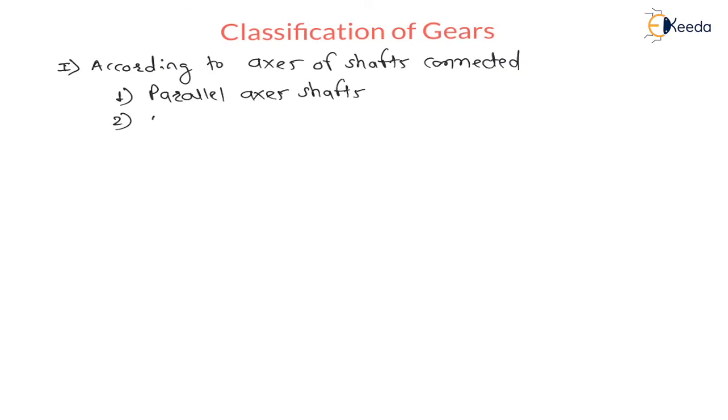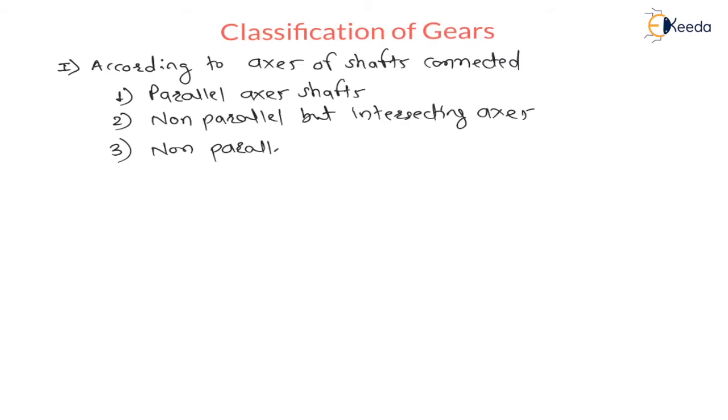Second, non-parallel but intersecting axes. And third is non-parallel and non-intersecting axes. This is the first classification according to the axes of shafts connected. First of all, let us understand this first classification and these three sub-points. Then we will go for the second classification.